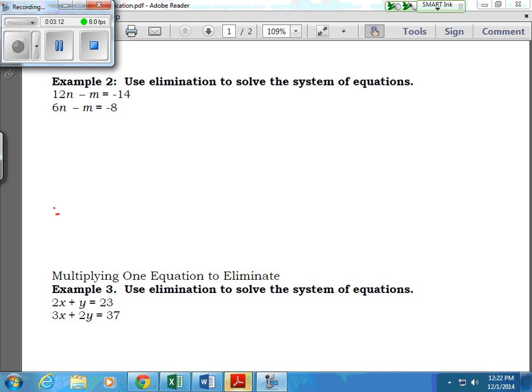Here in example 2, the same thing will apply. As it's written, nothing will zero out. So I need to modify one of the two equations. I'll go ahead and multiply the top equation by -1. All it does is change the signs. It'll give me -12n plus m equals +14. I'm not going to mess with the second equation. It stays as 6n minus m equals -8.